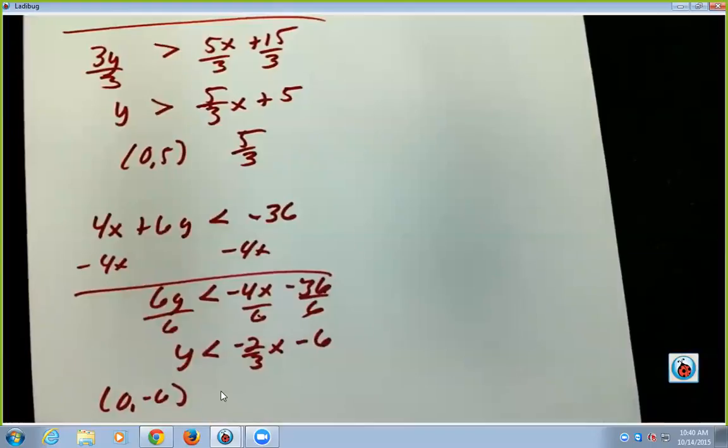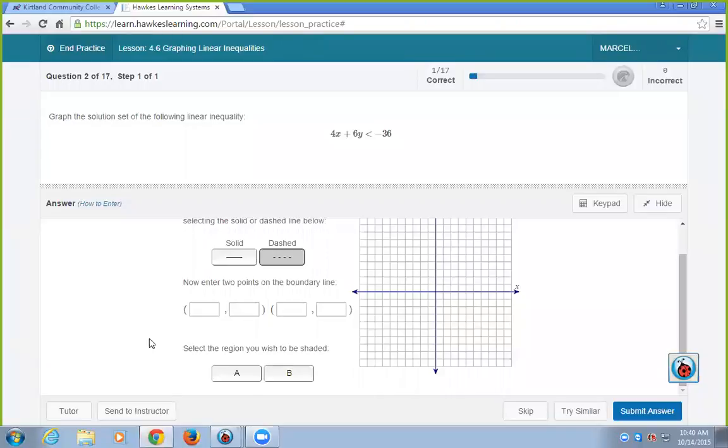So now I can go back to my Hawk stuff and plug in 0, negative 6. Put the right 6 in there. And it put my point in, so now I can use my slope, go down 2 and over 3 and find that location. So where is that point at? It's at 3 comma negative 8. So basically, I've just used my graph to help me out with this.